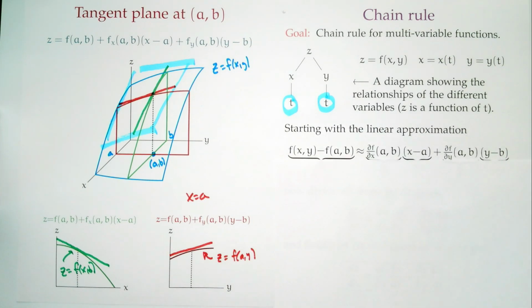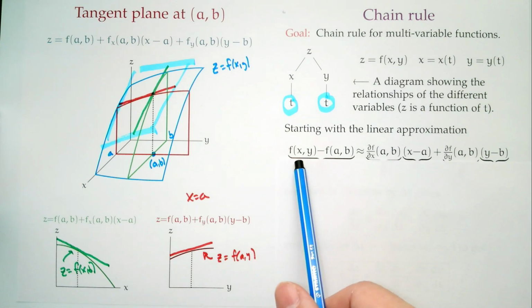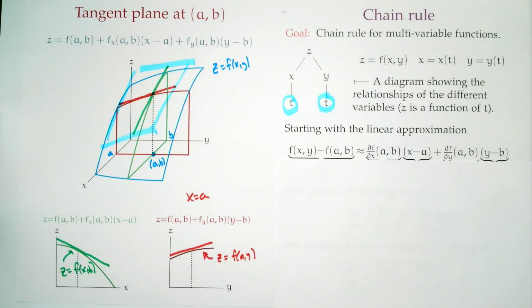So we start with our linear approximation. We start by saying, I have this thing called f of x,y minus f of a,b, and that's approximately partial f partial x at (a,b) times x minus a plus partial f partial y at (a,b) times y minus b. So far, no big surprises. Now we can give things some better names. So f of x,y minus f of a,b. What's that measuring? What does that correspond to?